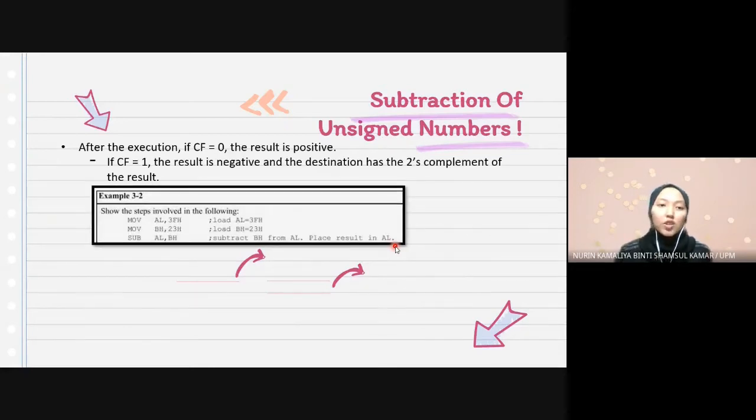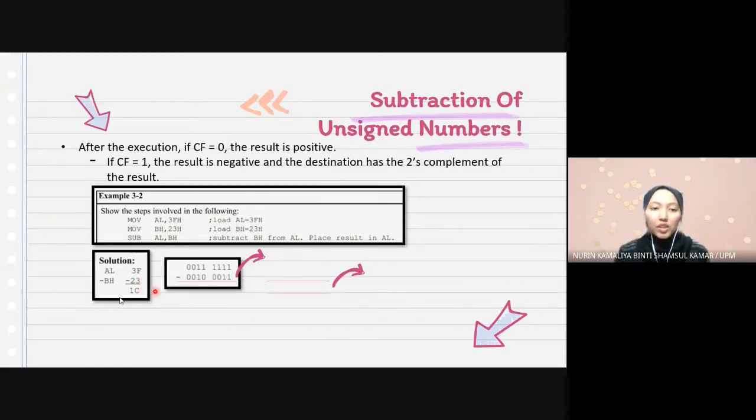For example, show the steps involved in the following. They give you MOV AL, 3FH, MOV BH, 23H, and the instruction SUB AL, BH, which means the value for AL is 3F and the value for BH is 23. Then the instruction tells you to subtract BH from AL, and place the result in AL. So the solution is 3F minus 23, we will get 1CH.